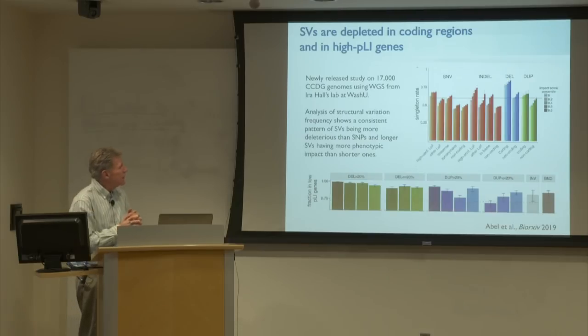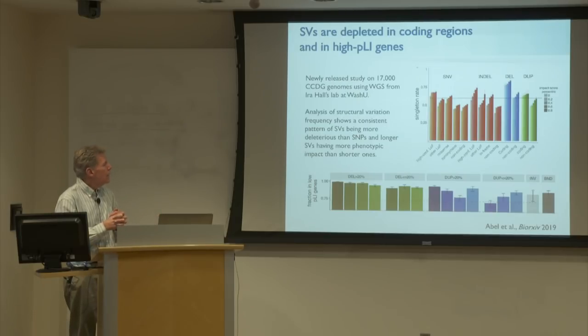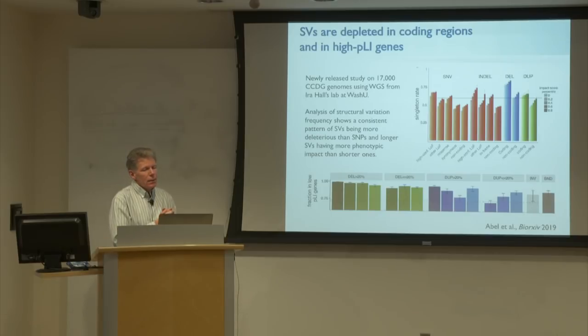And again, they are finding consistent patterns here that structural variation, especially deletions, tend to be depleted in coding regions. They tend to be more depleted when they intersect high pLI genes. Low pLI genes are less affected. And again, the data they're finding is consistent with the fact that a large deletion is more phenotypically impactful than an individual SNP on average.